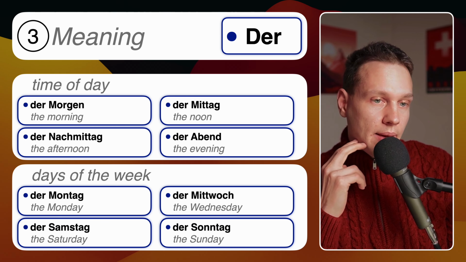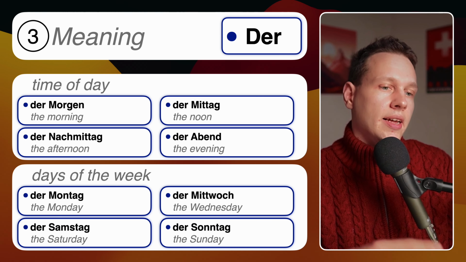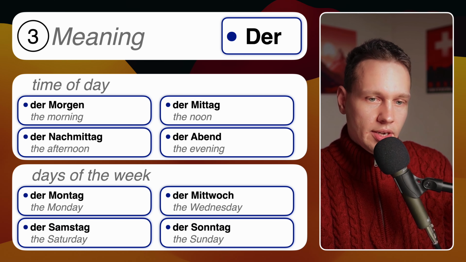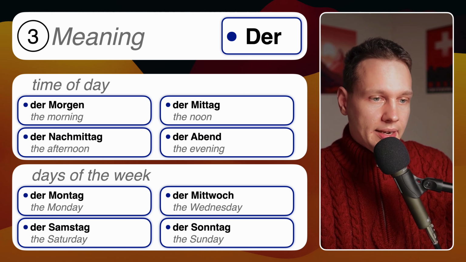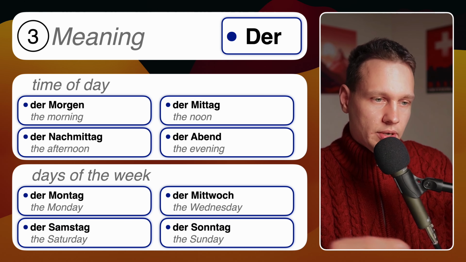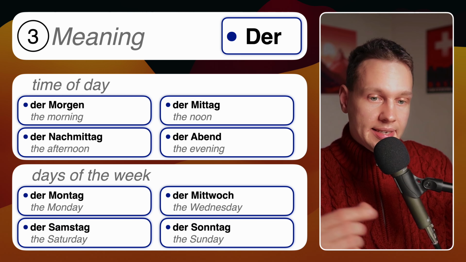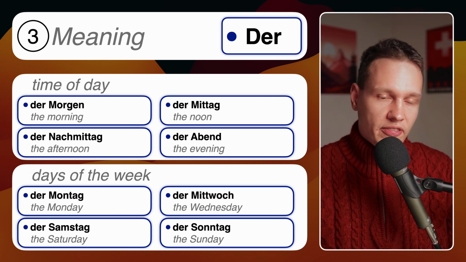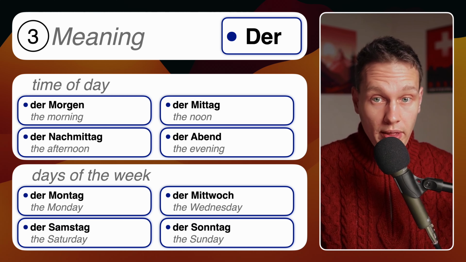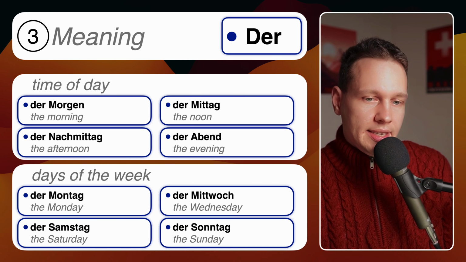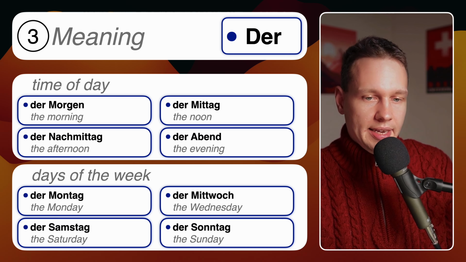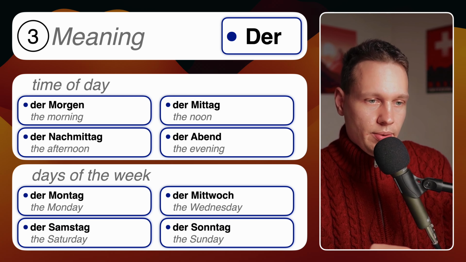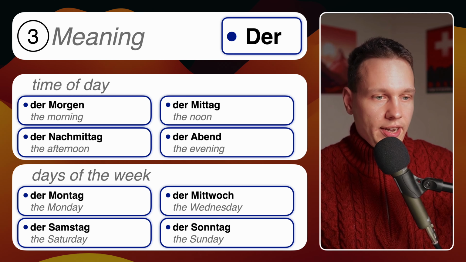So for example, time of the day is a common one. We have der Morgen, the morning, and der Mittag, the noon, and der Nachmittag, the afternoon, and der Abend, the evening. So you see all of these time of day words are masculine, with one big exception, that is die Nacht, that means the night. And it's also written down on the cheat sheet, by the way, so you won't forget it.